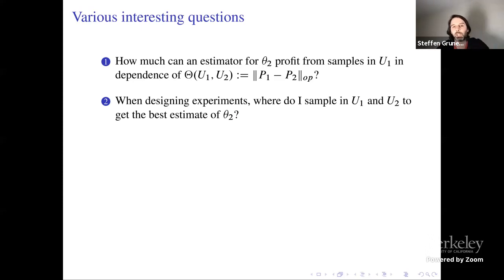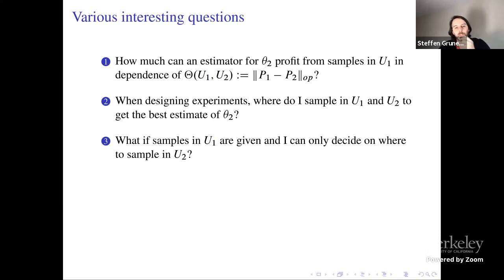You might also ask the related question: can I somehow design my experiments in subspaces U1 and U2 in a way that I profit maximally when estimating parameter theta 2? I think in an online setting, it also makes a lot of sense to have a greedy algorithm which, for instance, in epoch 1 optimizes the estimate of theta 1 without caring about future epochs. The question you can ask then is: how can a method in epoch 2 profit from these samples, which are not necessarily designed to support your estimation in the second epoch?